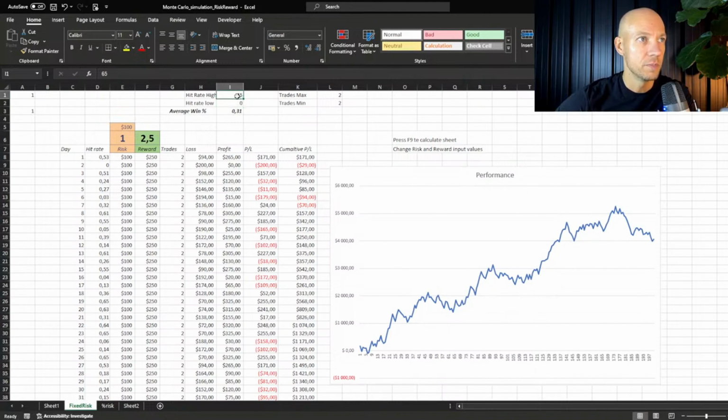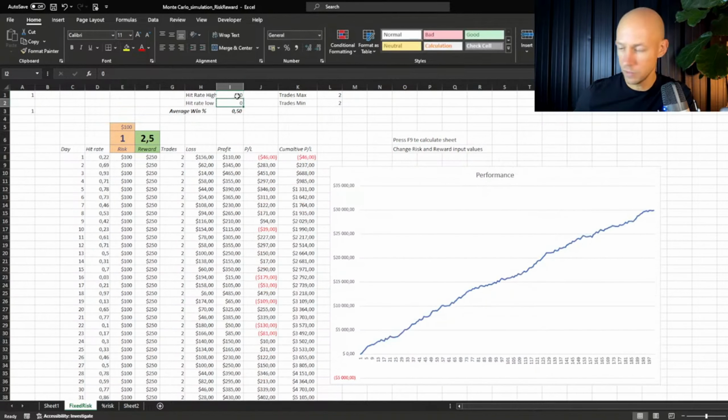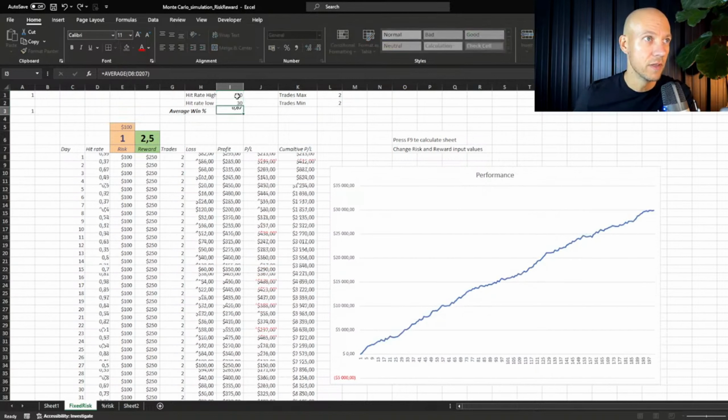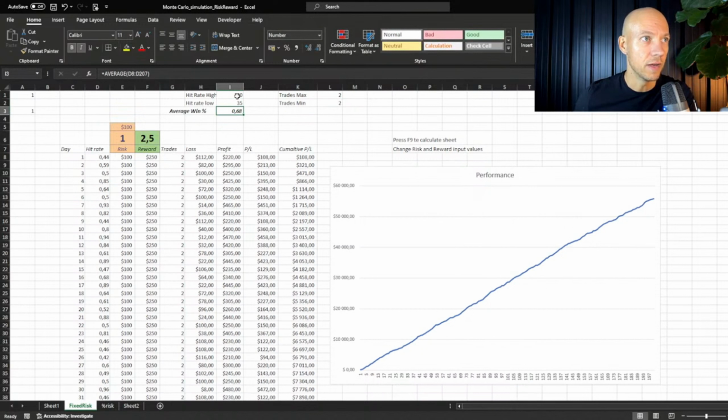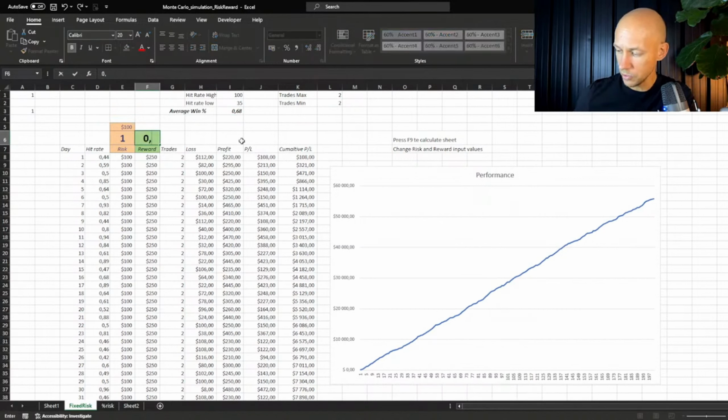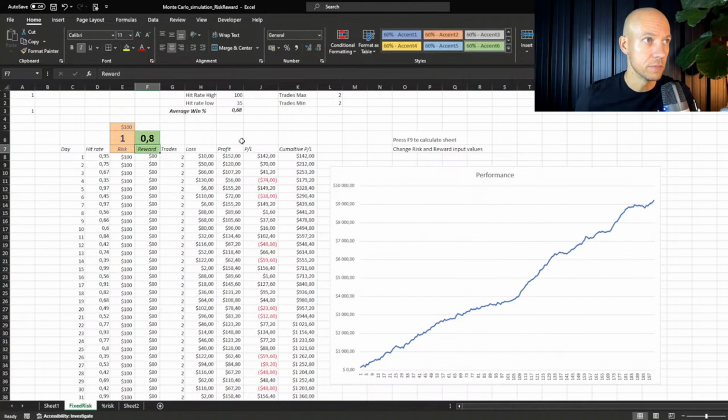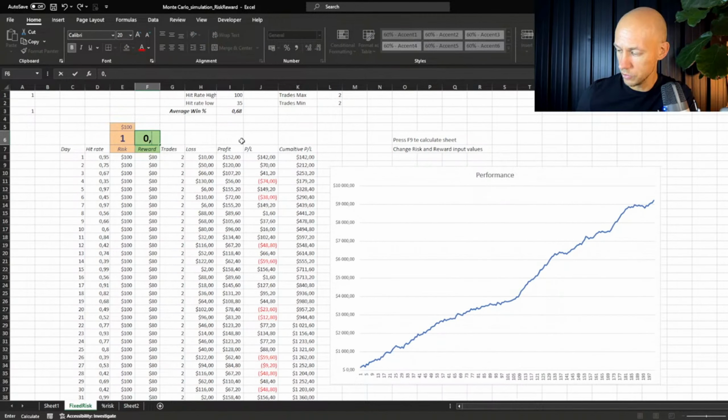Right, so I'm going to change it back. Let's make it 100, and increase this one to 35, a higher win percentage. But the reward can actually go below 1, so let's make it 0.8 or 0.6.